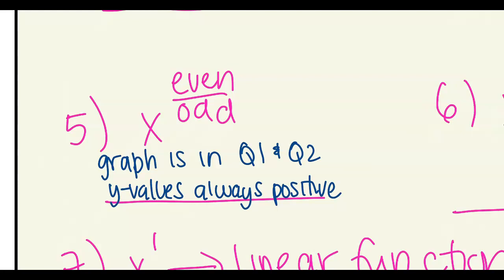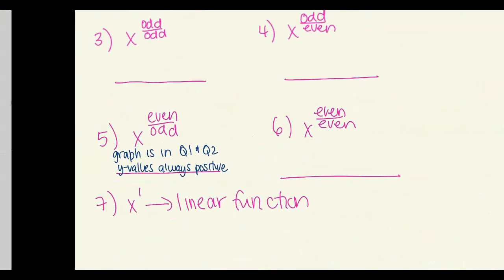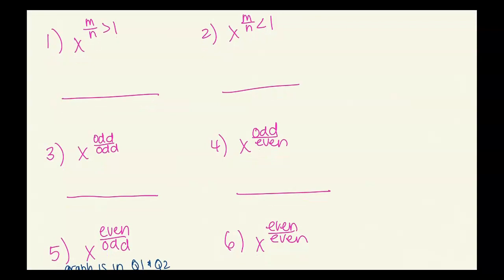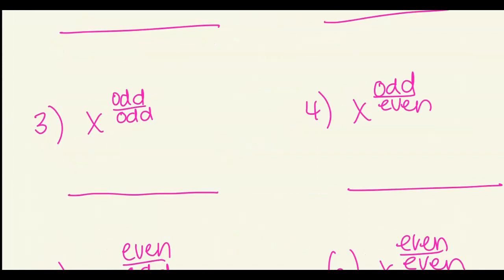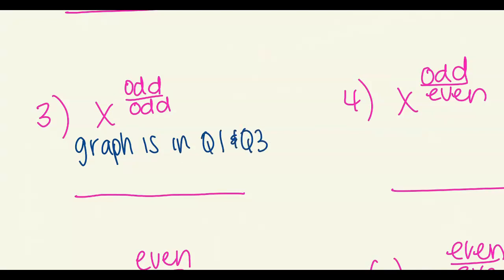Jenny, any one of those. So 1, 2, 3, 4, or 6. Which one? So for graph 3, question 3, this is when your graph is in quadrants 1 and quadrant 3. That's that kind of snake shape that you see.